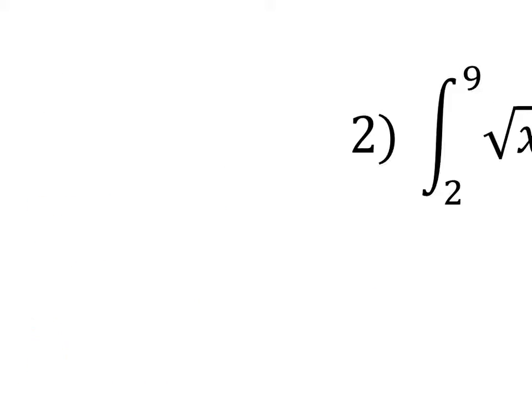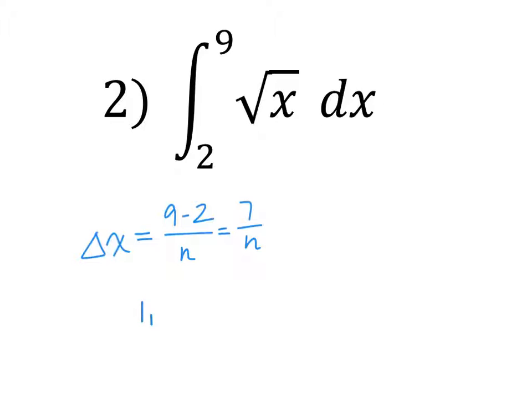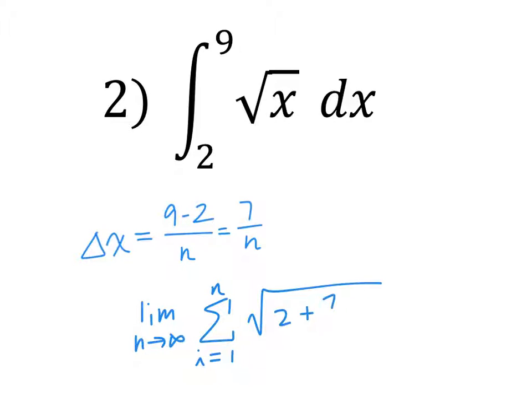Okay, let's try another one. Delta x is 9 minus 2 over n, so that is 7 over n. So this is the limit as n goes to infinity of the sum from i equals 1 to n of the square root of 2 plus 7i over n times 7 over n. Good?